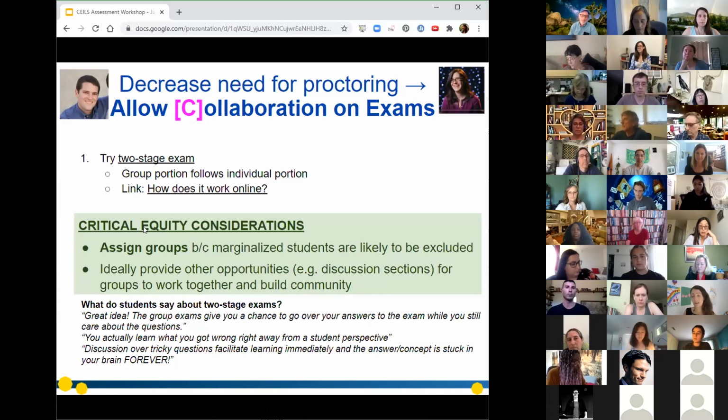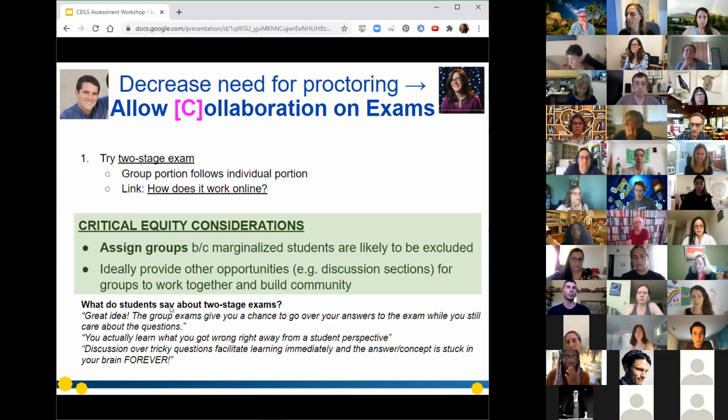For equity considerations, do think about assigning groups, because studies repeatedly find that marginalized students are likely to be excluded when they're self-selecting groups. Ideally also provide other opportunities for group functioning to build. One thing that's great about 2-stage exams is students say you actually learn what you got wrong right away from a different student. So they turn the exams into learning experiences.